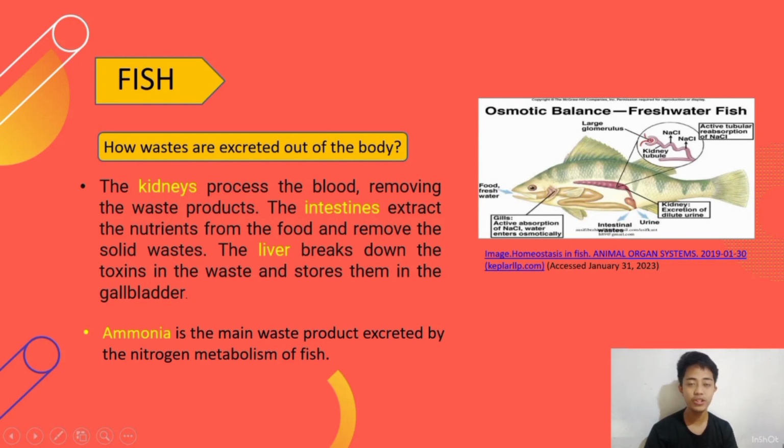And also the ammonia is the main waste product excreted by the nitrogen metabolism of fish. So if you would ask, why do fish produce ammonia? It is because ammonia accumulates easily in aquatic systems because it is a natural byproduct of fish metabolism.